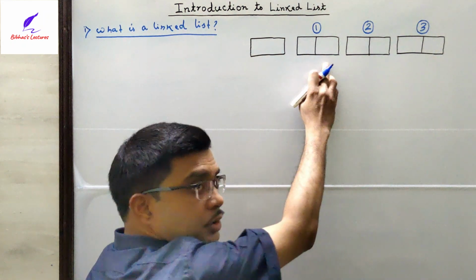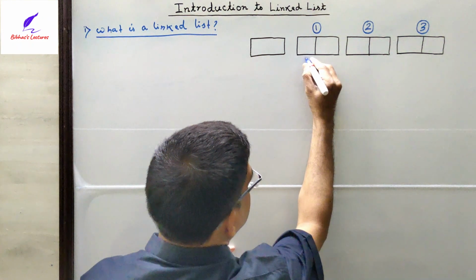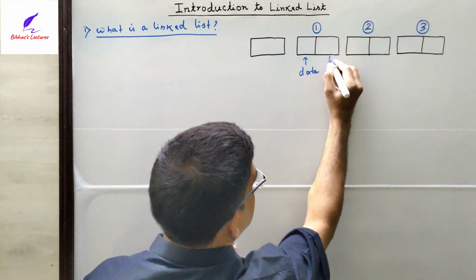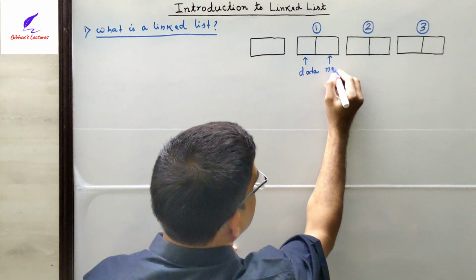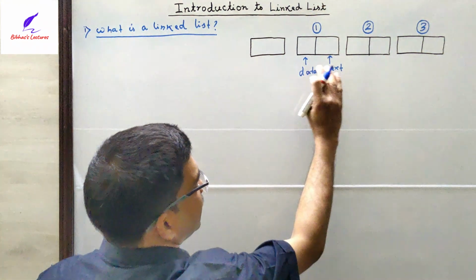And each and every node has two different parts. The first part is called the data part, and the second part is called the next part. And they are connected to each other.